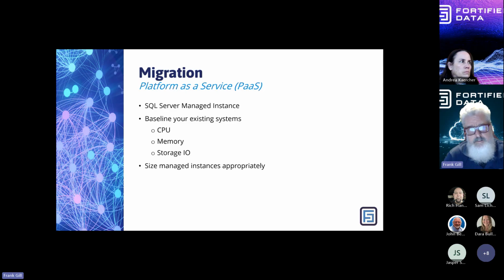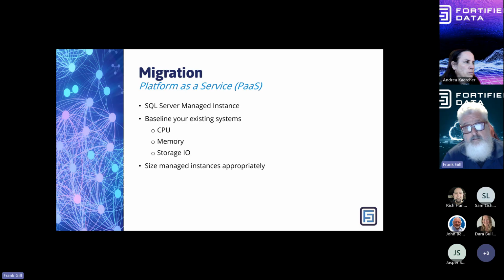With the platform as a service option, Azure provides something called SQL Server Managed Instance. It looks and feels like an instance of SQL Server. If you open up the instance in Management Studio, you will see everything that you expect to see if you were running it on-prem. You have access to the SQL Server Agent. You have the ability to run cross table and cross database queries. And once again, you want to baseline your existing systems using the same methods that I talked about with infrastructure as a service, and then use those numbers to size your managed instances appropriately.